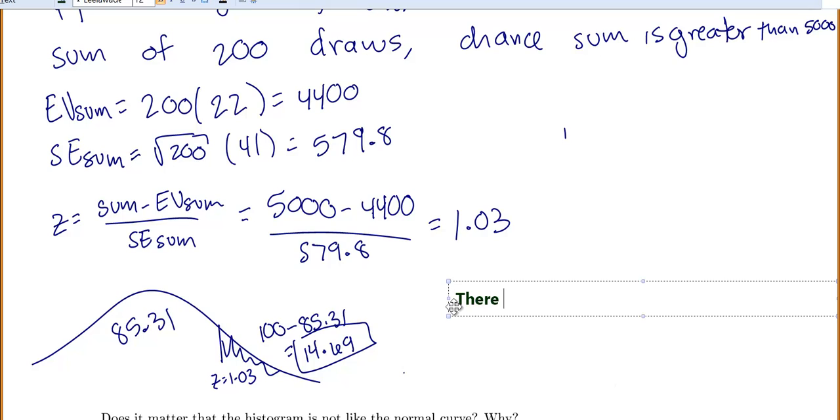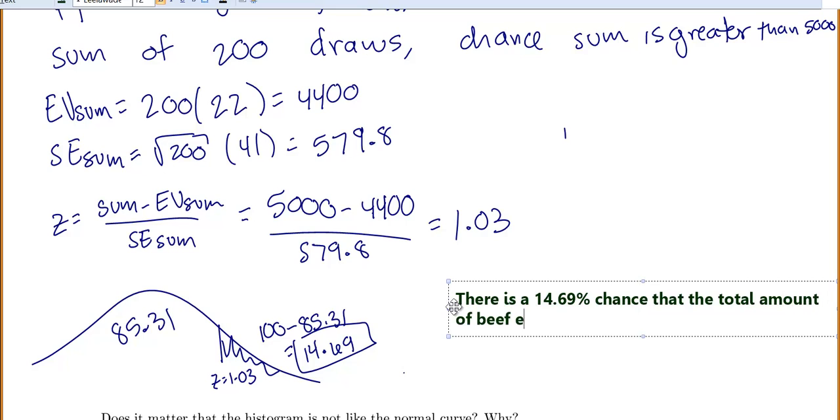So there is a 14.69% chance that the total amount of beef eaten exceeds 5,000 grams.